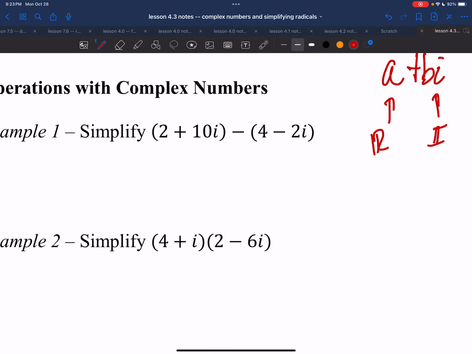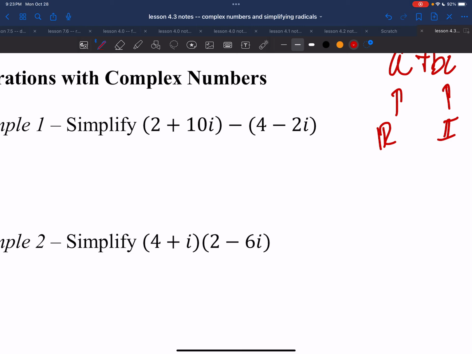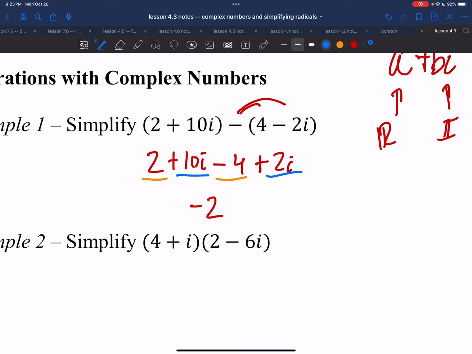If I look at example 1 here, it says 2 plus 10i minus 4 minus 2i. Basic distribution property still holds. So 2 plus 10i minus 4, and then the negative makes plus 2i. You just group like terms. The real numbers are 2 and negative 4, so 2 minus 4 is negative 2. The imaginary numbers are 10i and 2i, so 10i plus 2i is 12i. And then we are done, right?